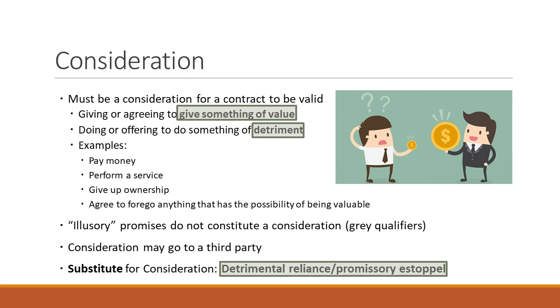And it doesn't have to be money. Like, if you're an architect, what you're providing are your services. So that's consideration. But the other side also has to provide you consideration, meaning they pay you for something. So we have the giving or agreeing to give something of value. That's necessary as consideration. Doing or offering to do something of detriment.